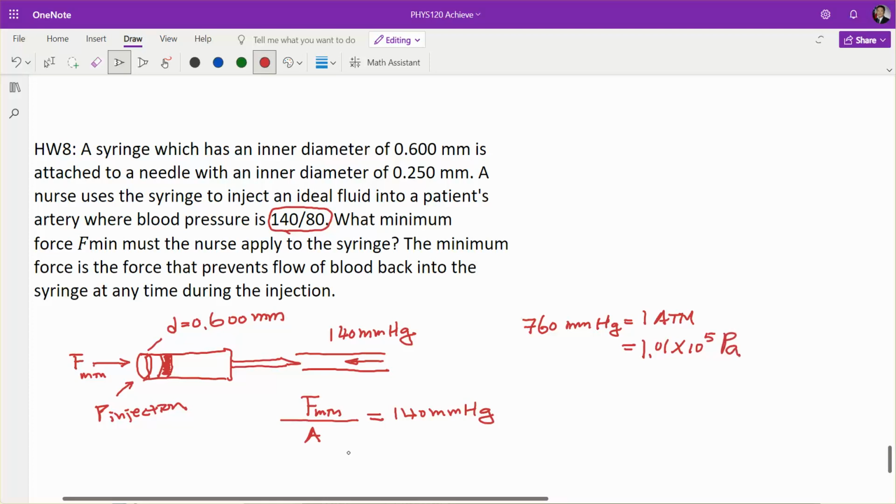So what you need is actually this one here and this one here. Then you can convert this one into Pascal. Then you can find the minimum force needed to do this injection.